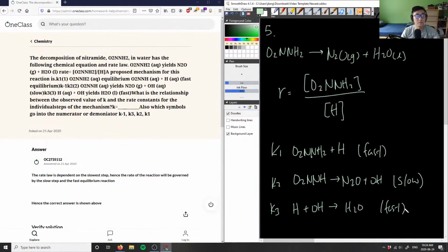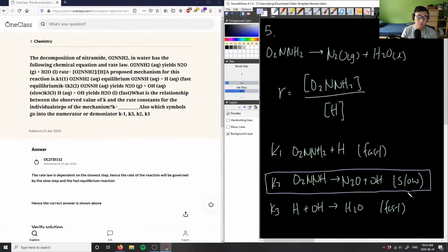It says, what is the relationship between the observed value of K and the rate constants for the individual steps of the mechanism here? If we break this out, this entire equation breaks down to 1, 2, and 3 chemical equations, and they actually give us the speeds of this. K1 is fast, K2 is slow, and K3 is fast, and we care about the rate determining step, which is this slow step here. So K2 is what we're actually interested in. We're assuming that K1 and K3 go very, very fast, which means the rate is actually only determined by the slow step, which is K2.